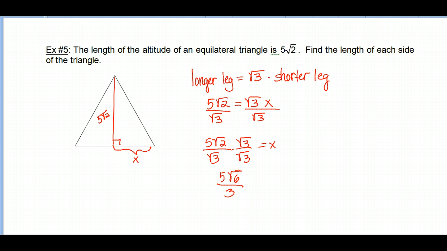There's nothing you can do to simplify that. When it says find the length of each of the triangles, are we talking about the small triangle or the big triangle? The big triangle, the original triangle. We cut it in half so that we could figure out all the sides. Since it's equilateral, all sides will be equal. What are they going to be? They're going to be twice this, 10 radical 6 over 3.